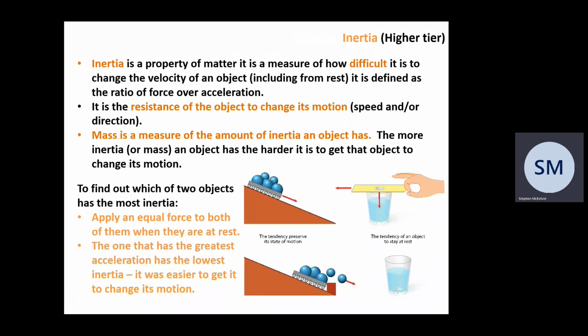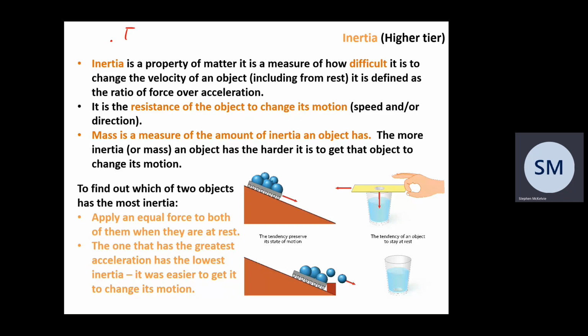Now, inertia can be a little bit difficult for people because we use the same units that we use for mass when we're discussing inertia. Inertia is a property of matter. It's a measure of how difficult it is to change the velocity of an object, including if it's from rest. It's the ratio of force over acceleration.